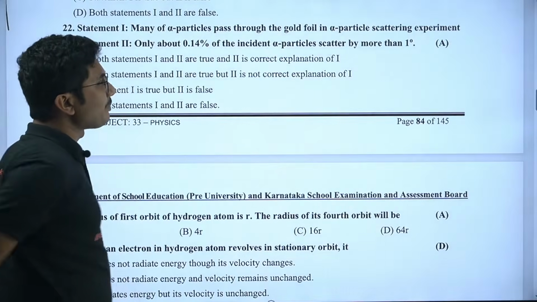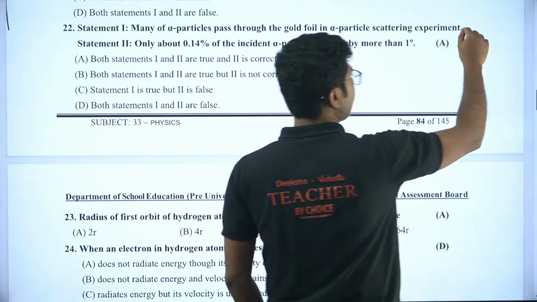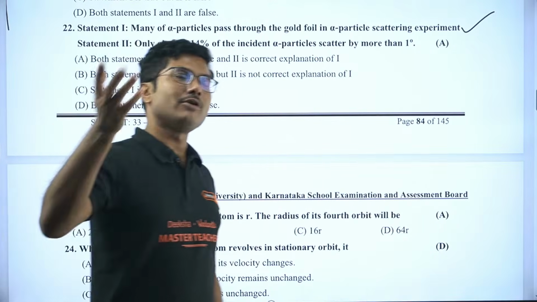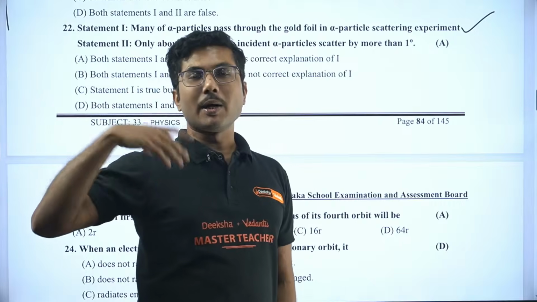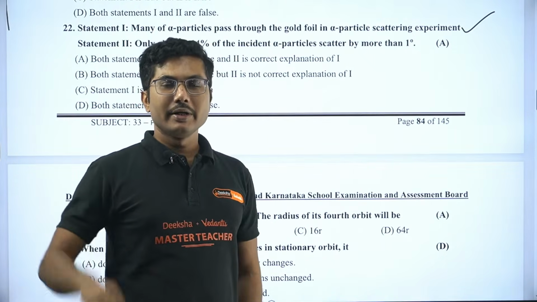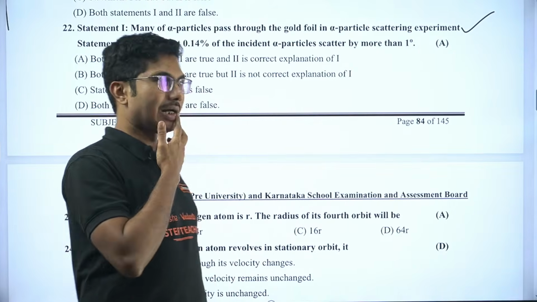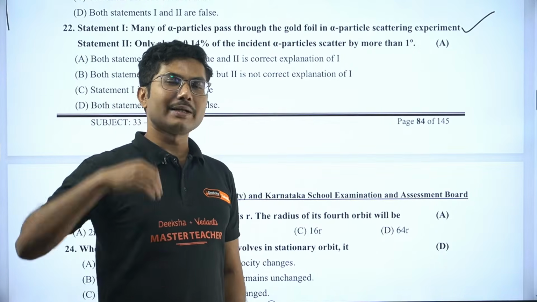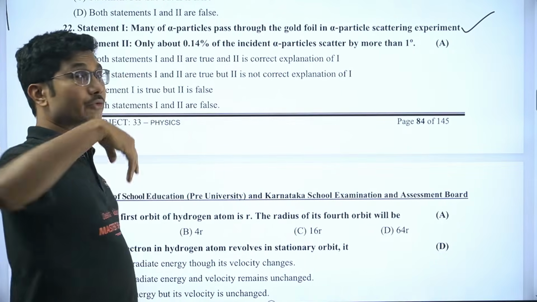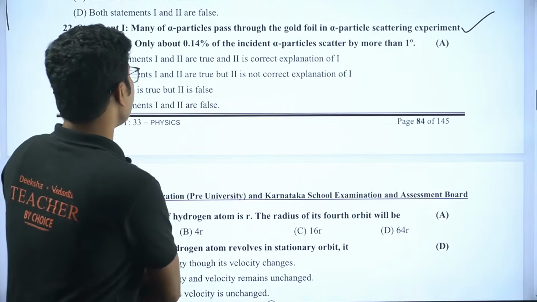Many alpha particles pass through the gold foil in the alpha scattering experiment. This is a true statement. Actually what we were expecting is that many of them would come back, because it was the plum pudding model that we were testing. The plum pudding model says the atom is solid, so if an alpha particle hits the wall, it should come back directly. But while doing the experiment, we realized that most of the particles go through the gold foil. So that means the atom is not as solid as it is supposed to be.